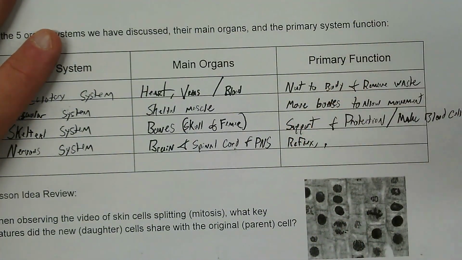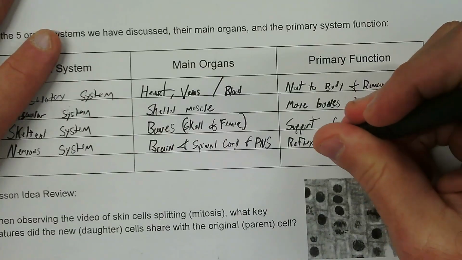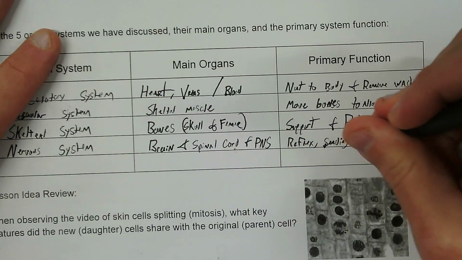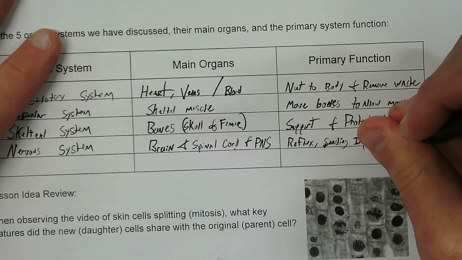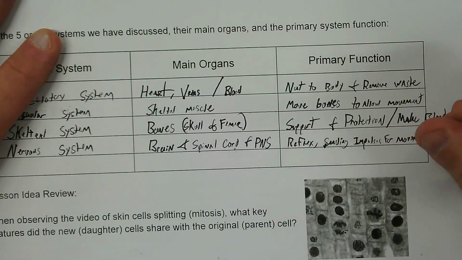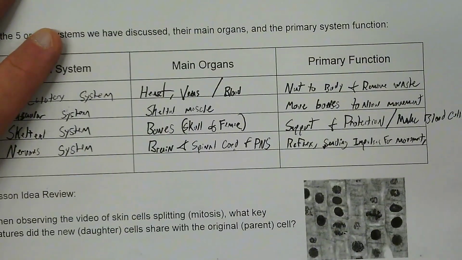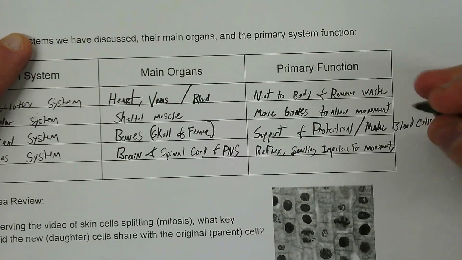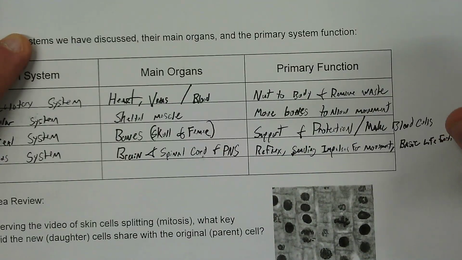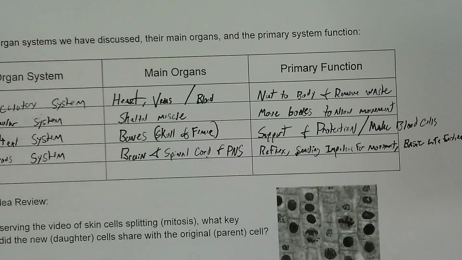movement, or telling muscles to move. So let's just say sending messages, sending impulses for movement. And autonomic, basic life function, the things that happen automatically.